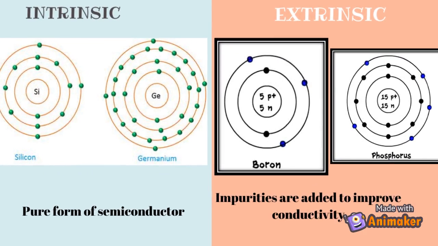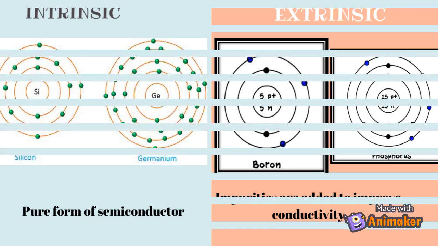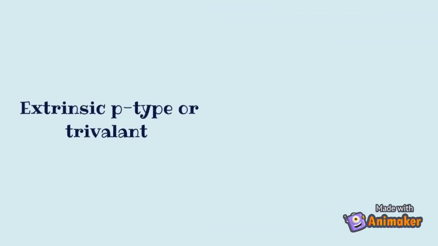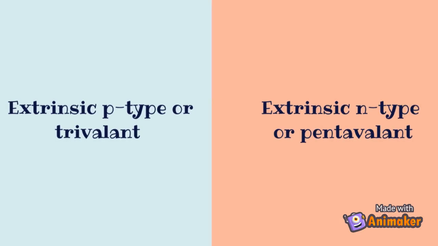While intrinsic semiconductors are the pure form of semiconductor, impurities need to be added to the intrinsic to improve their conductivity, and these semiconductors with impurities are called extrinsic semiconductors. Extrinsic semiconductors are further subdivided into p-type or trivalent and n-type or pentavalent.